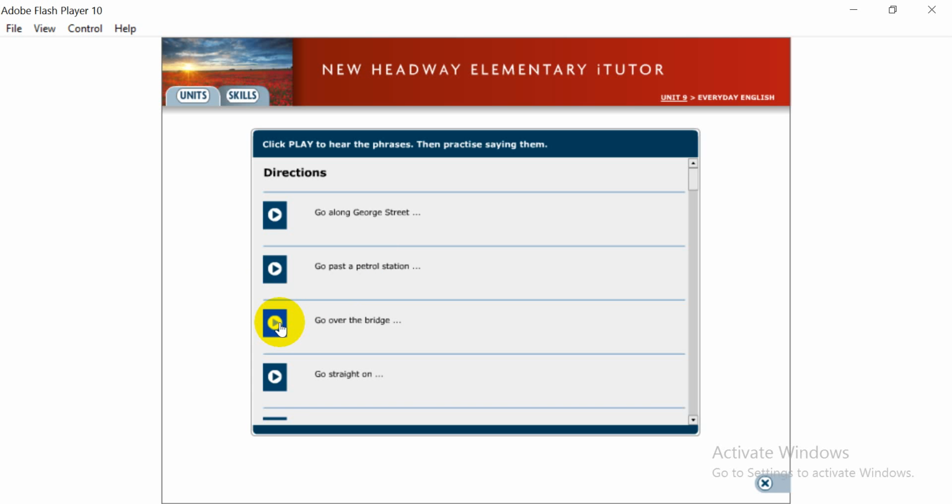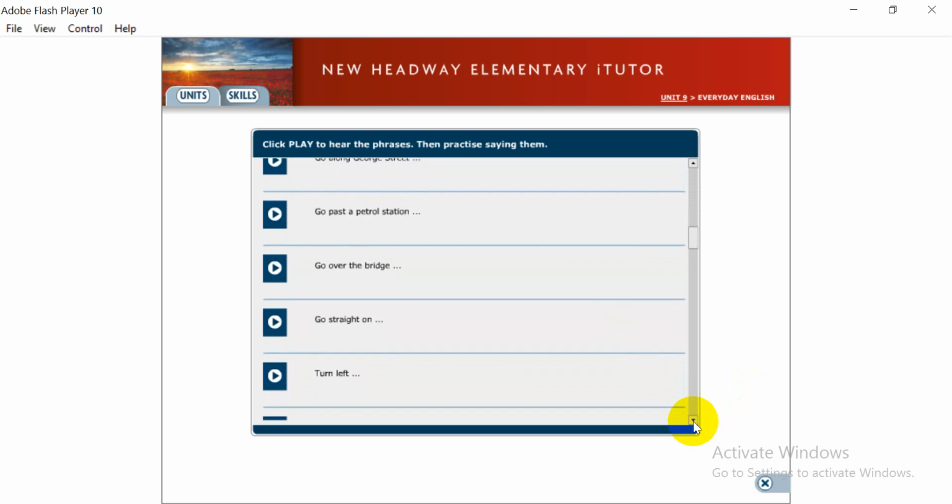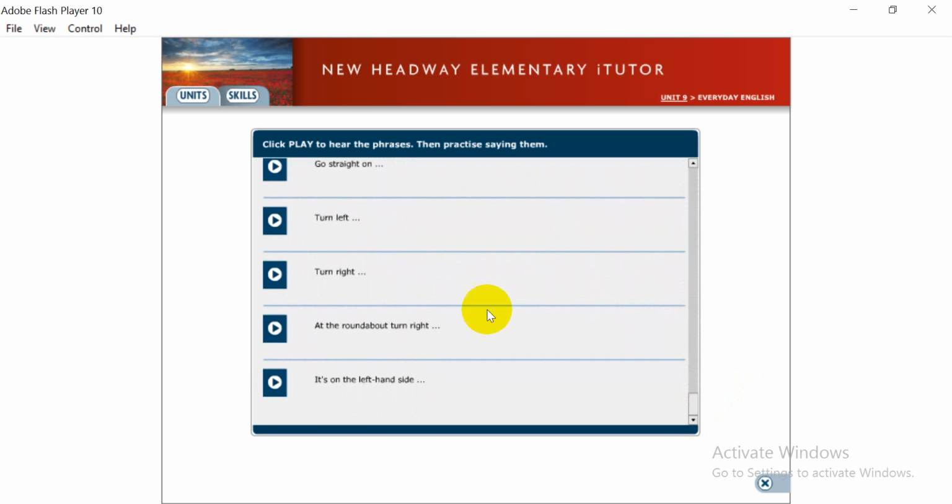Go over the bridge. Go straight on. Turn left.